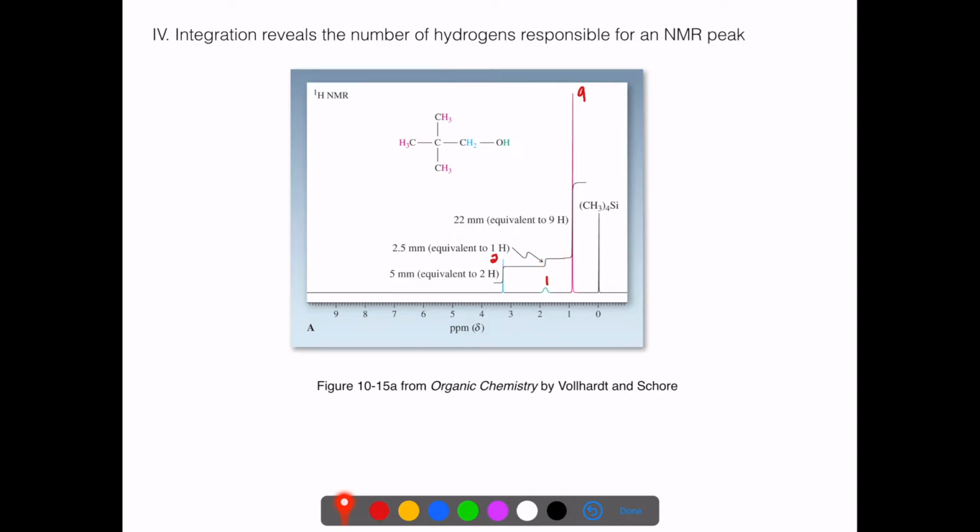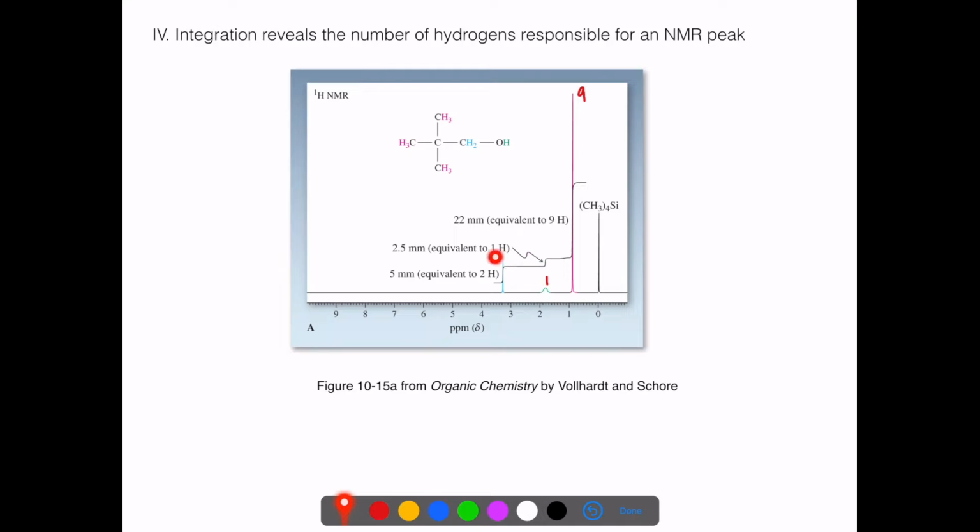The computer draws this integration, and you would ultimately just measure how tall this little line is. In the old days you had to measure that yourself, and then you could get a relative amount. Noticing that for the 1 hydrogen, the line goes up 2.5 millimeters. This one's double that, it goes up 5 millimeters because there are 2 hydrogens, and this one's 22 because there are 9 times as many. Nonetheless, you can get the integration.